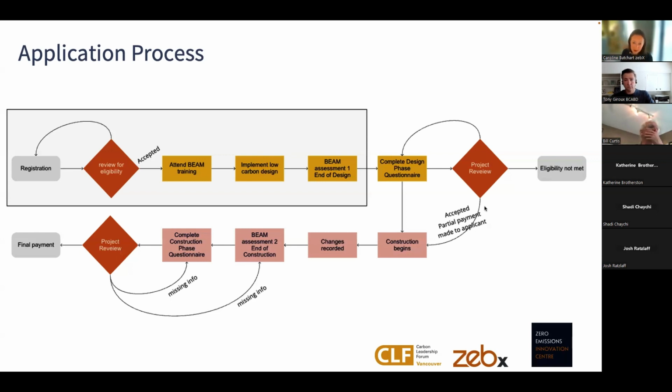In the second phase of the project, you build the home. There's going to be changes, there always will be, and there's going to be problems on site. And so we want to know about things like that as well. At the end of construction, we do a second BEAM assessment just to capture all of those changes. And then once Builders for Climate Action have reviewed your assessment number 2, I will send you a second questionnaire and just ask you about the lessons learned during the construction phase. And then that's it. Then we send you the money. There is actually a partial payment given out between the design phase and the construction phase as well.